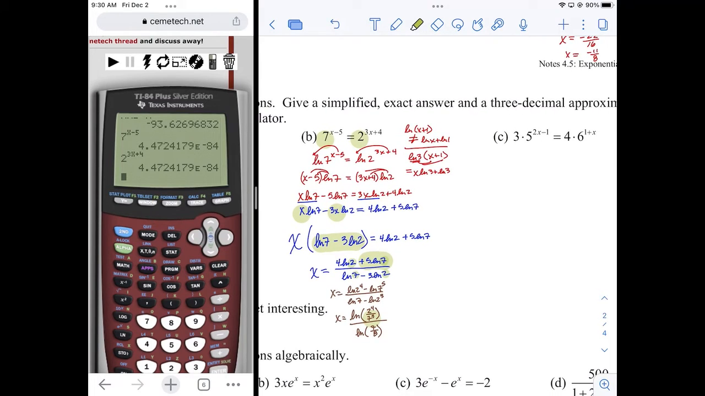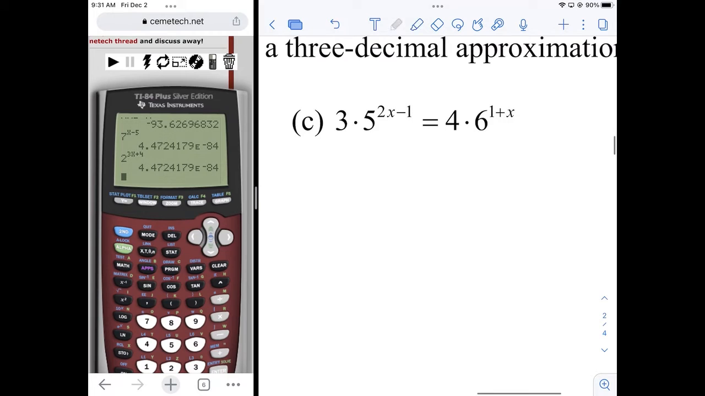Because notice this one has 2 bases again, 5 and 6, and they're co-prime with each other. They can be written in terms of each other. But unlike B, there's a coefficient on each side now, a 3 and a 4. All right. Guess what we have to do? Log it. Very good.